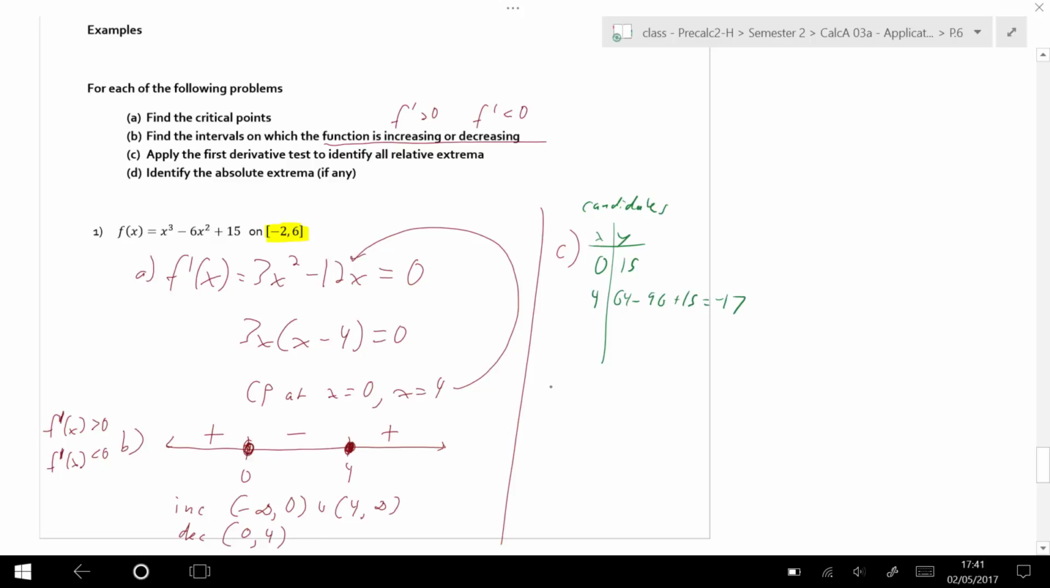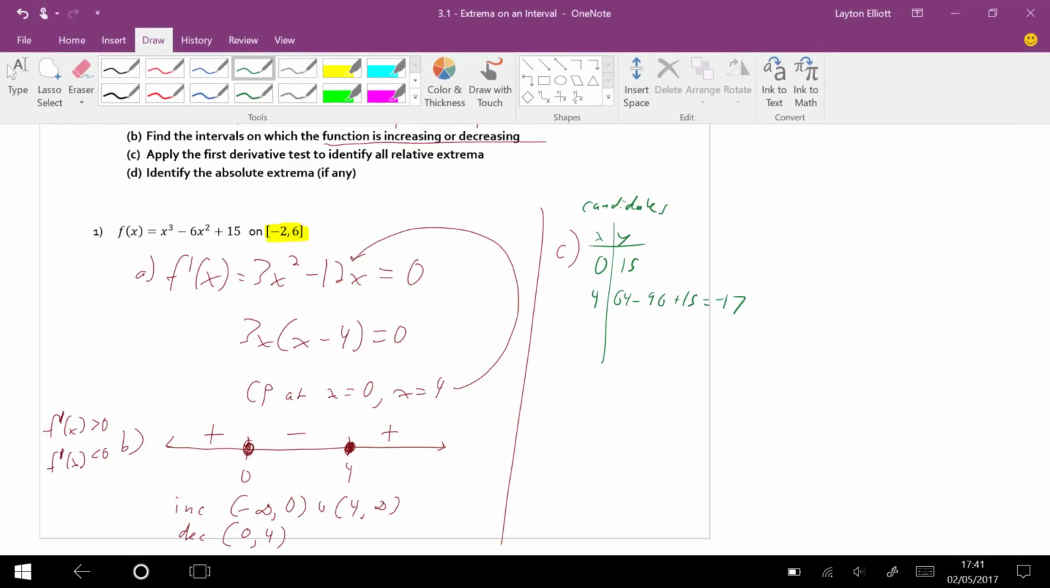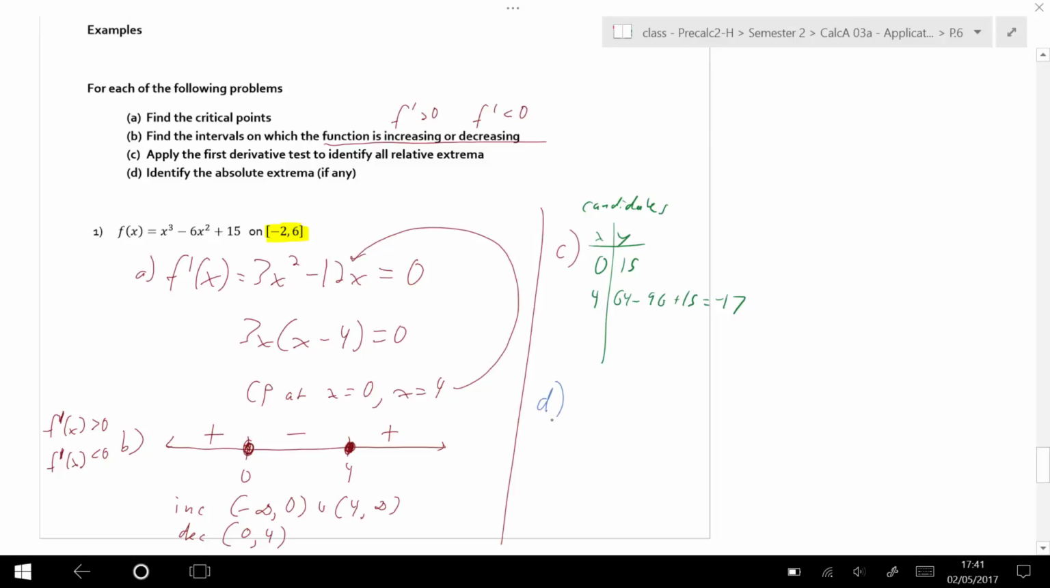Part C says apply the first derivative test to identify all relative extrema. And then part D says to identify the absolute extrema. Part D really has to do with the candidates. I should actually slide this candidates down to part D, and we'll call this extrema. Sorry, I'm ignoring my own directions. These extrema come from my critical points, whereas my candidates must also include endpoints and places where it doesn't exist. So for endpoints, I need to check -2, and I need to check 6, because those were my endpoints. They come from here. Those are where my candidates come from.